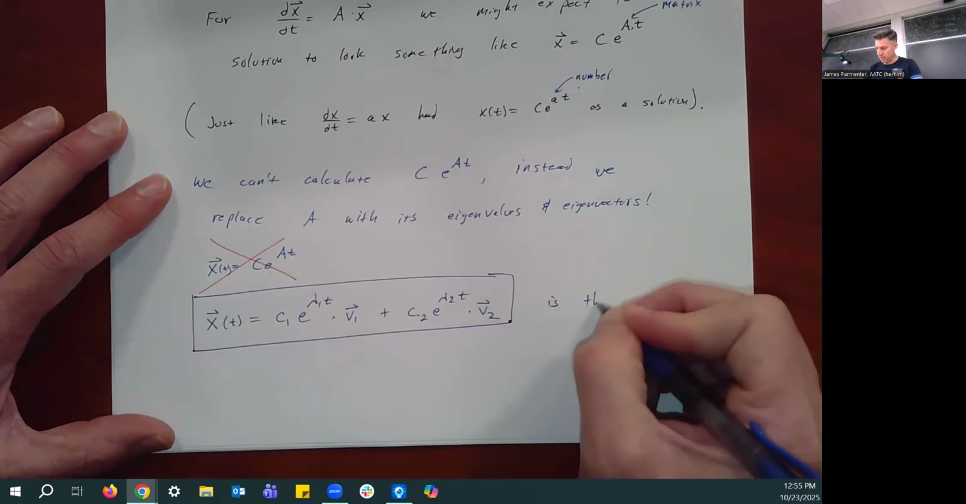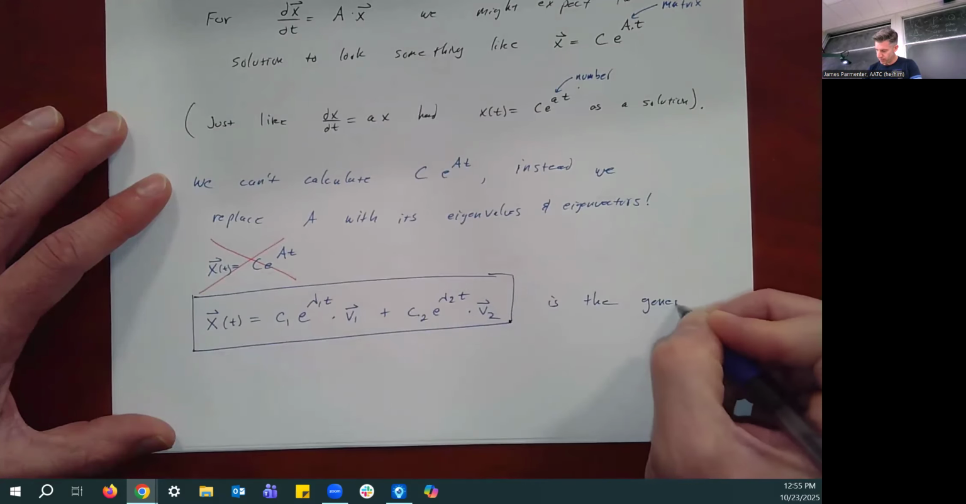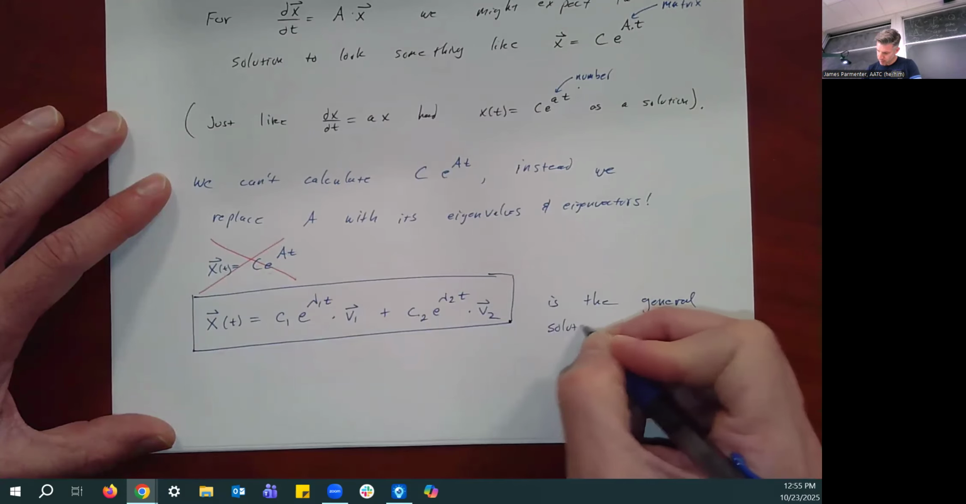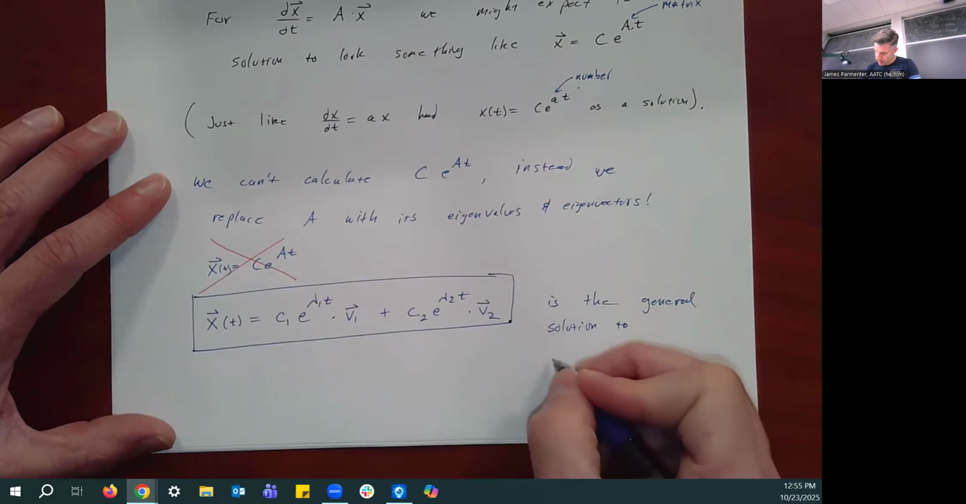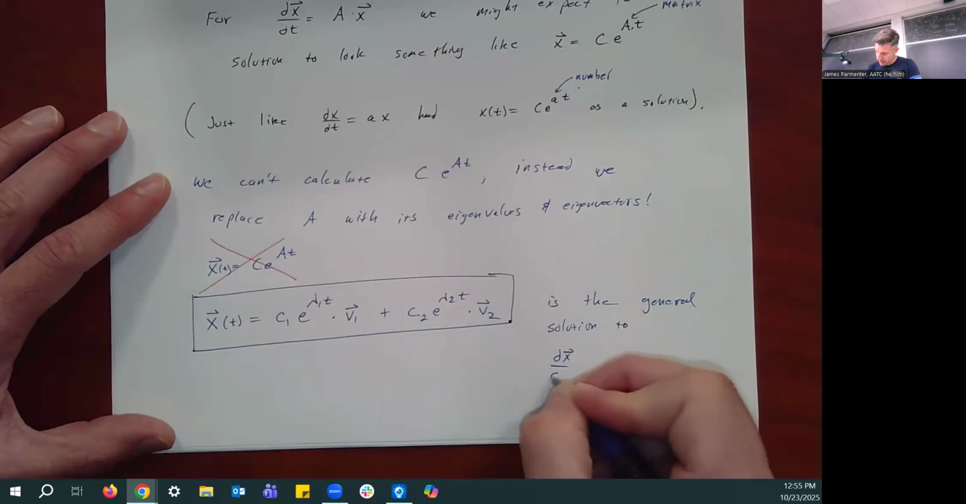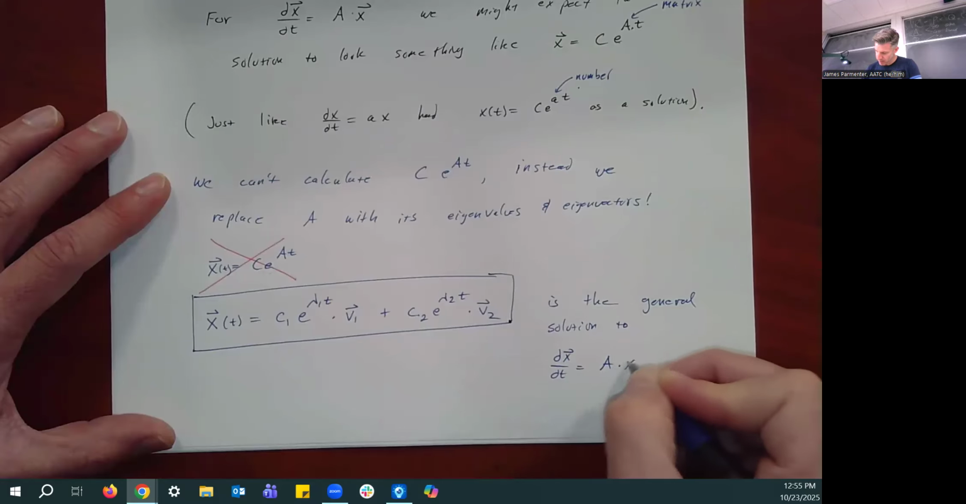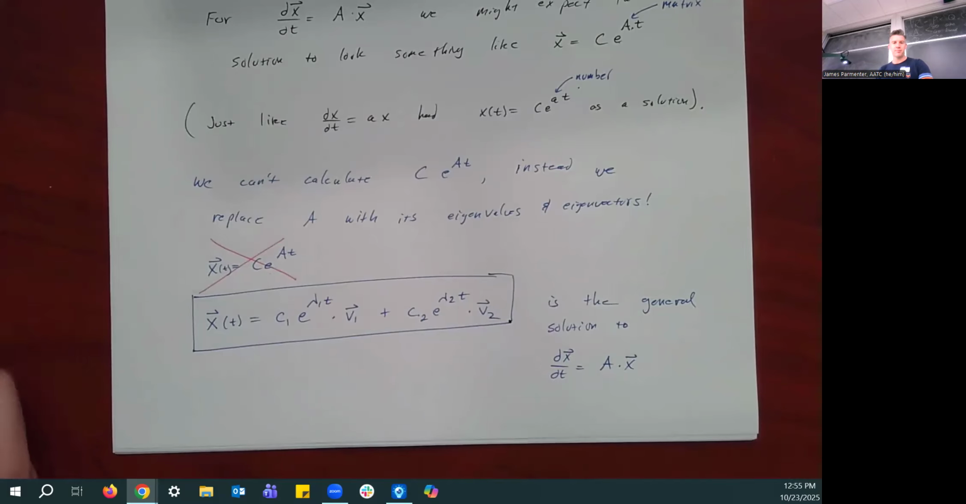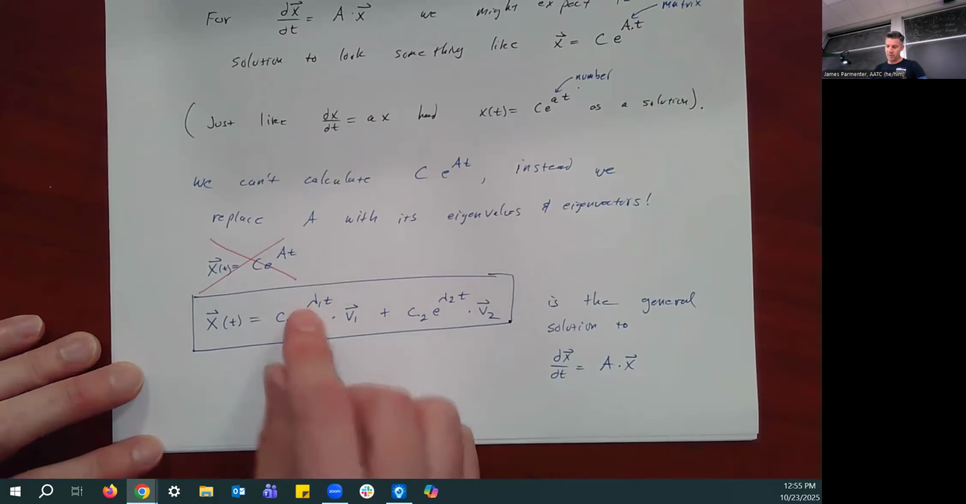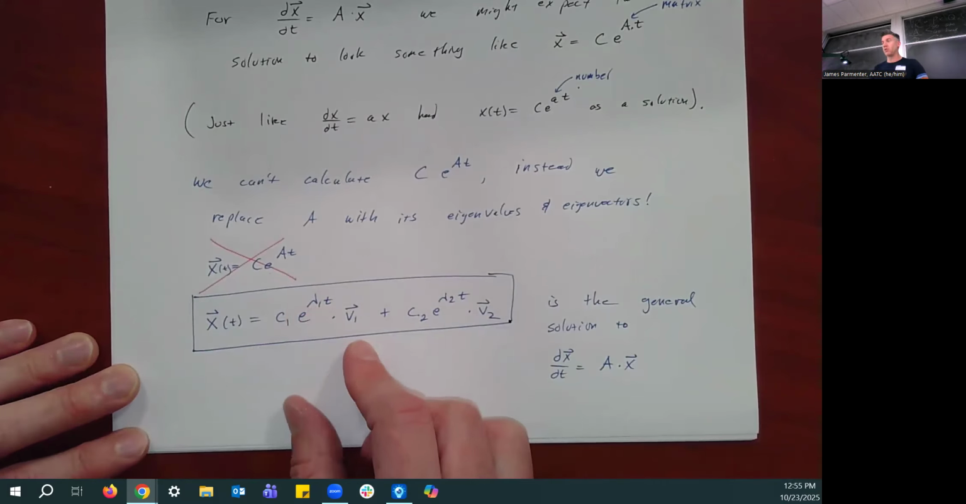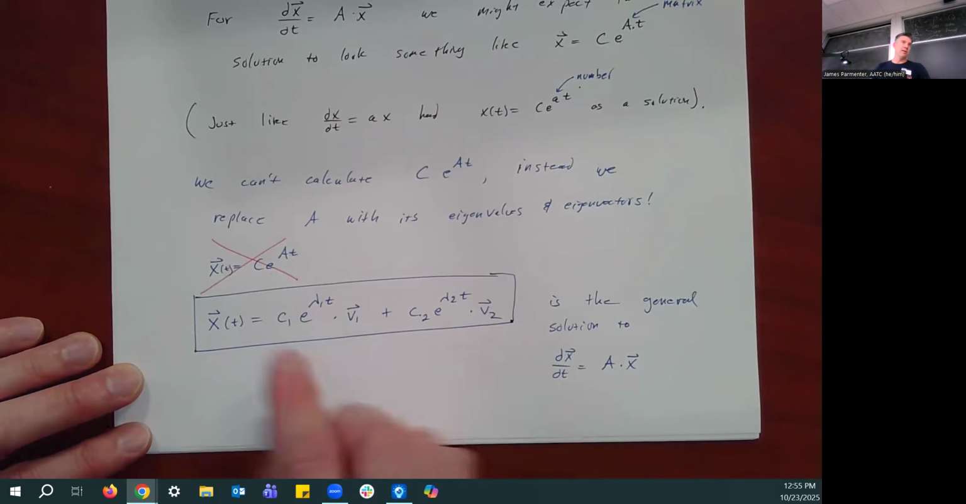This is the general solution to dx dt equal to A times x. It's pretty easy to remember because really it's just the same thing twice. It's a constant times e to the eigenvalue times t times the associated eigenvector, and then you do it again, but it's twos instead of ones as your subscripts.